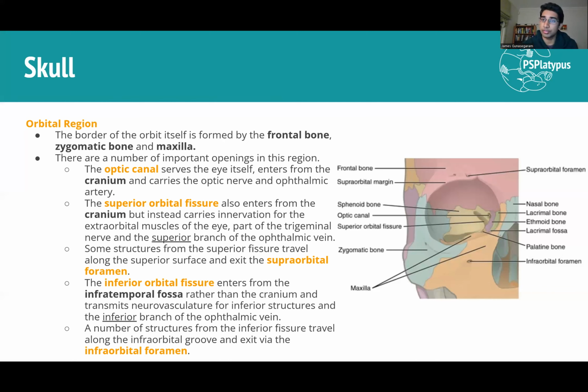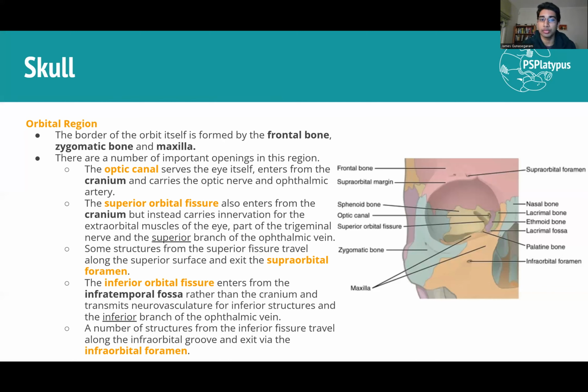The superior orbital fissure. So we get a lot of different things here. We get innervation for the extraorbital muscles of the eye. I think that should be extraocular because they're definitely inside the orbit. But that's basically, we're going to think about cranial nerves 3, 4, and 6, because all they do, remember, is control the eye muscles. It carries part of the trigeminal nerve, specifically the ophthalmic division. Surprise, surprise. And it carries the superior branch of the ophthalmic vein as well. And so that's going to be part of our venous drainage.